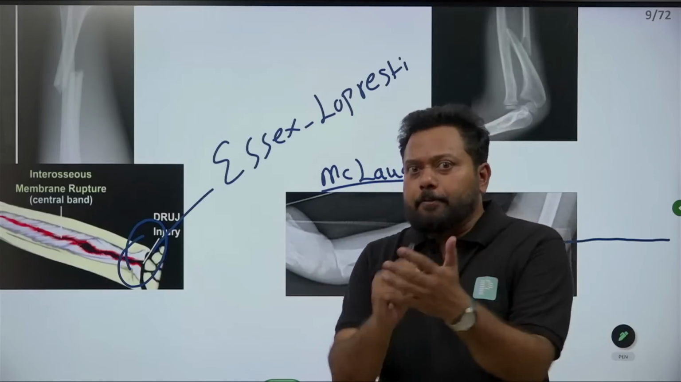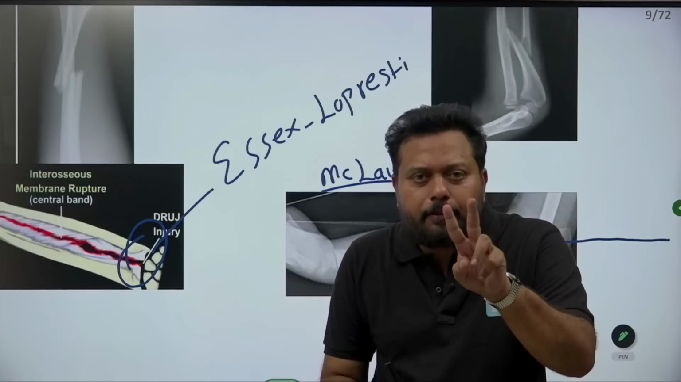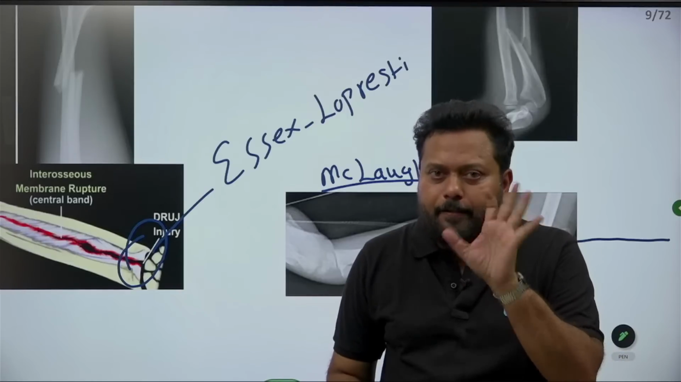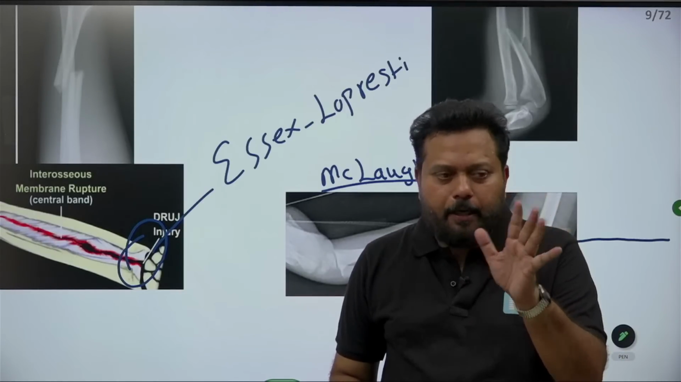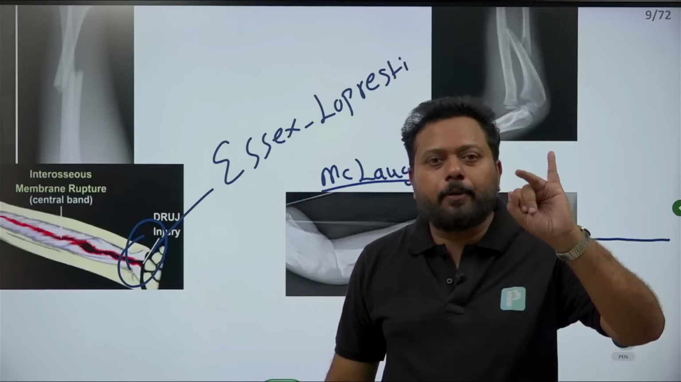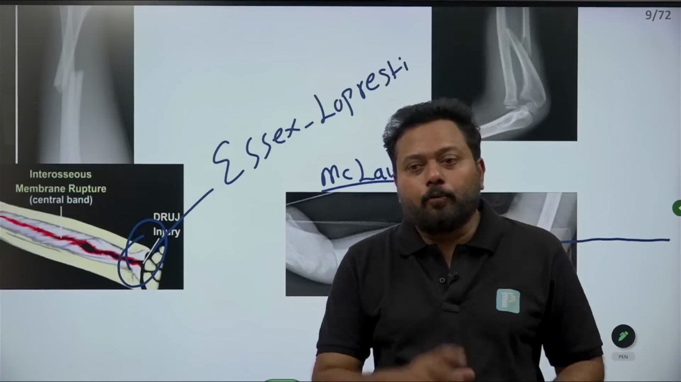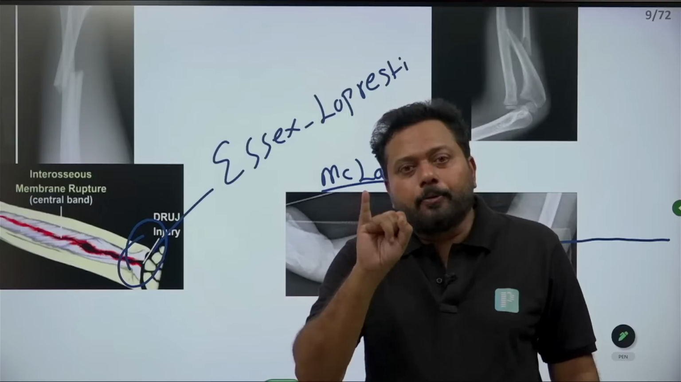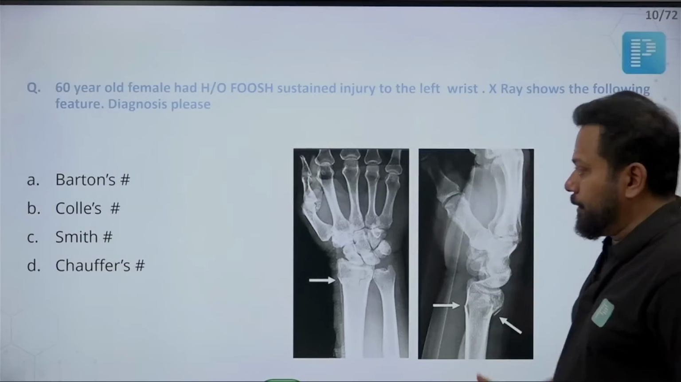Dear friends, please record in your diary, in your notes. There are two fractures of necessity in orthopedics. If that fracture happens, surgery is a must, 100%. Number one, Galeazzi fracture. Number two, lateral condyle fracture in a child. What are the two fractures of necessity? It is lateral condyle fracture in a child. Number two, Galeazzi fracture. Right, we will move on to the next question.